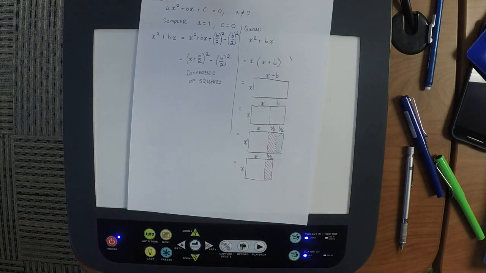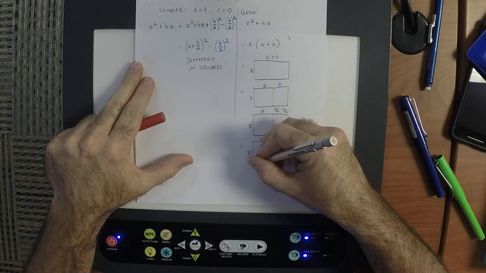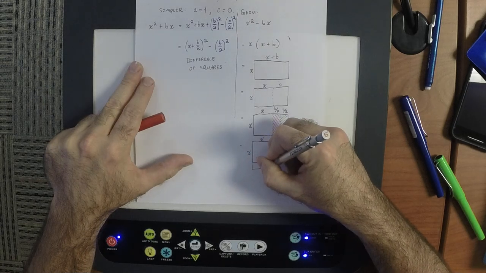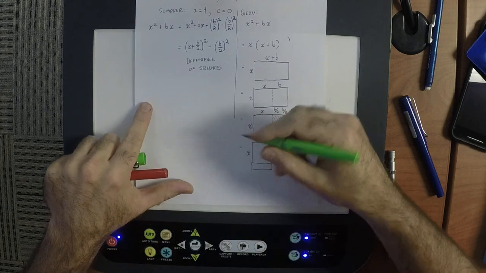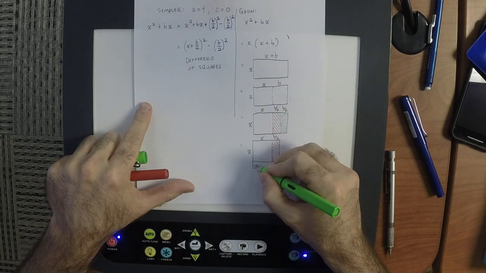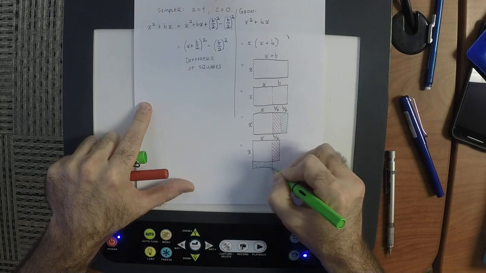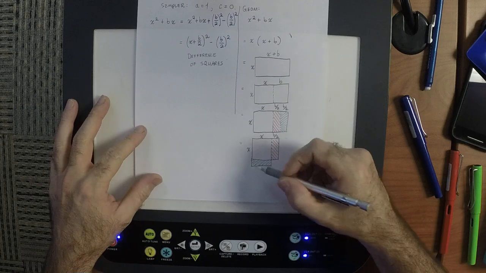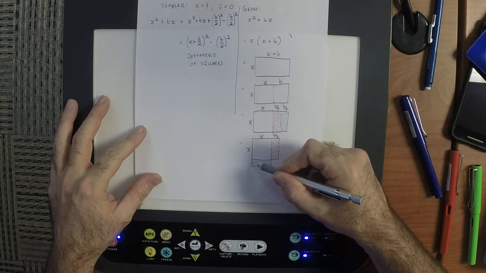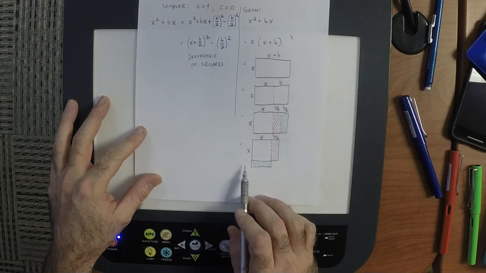So far, I've drawn all the pieces but the green piece, and now I've got to show you where I put the green piece. So I put the green piece here. So the green piece is there. Now, what is this length right here? That's b over 2 right there.